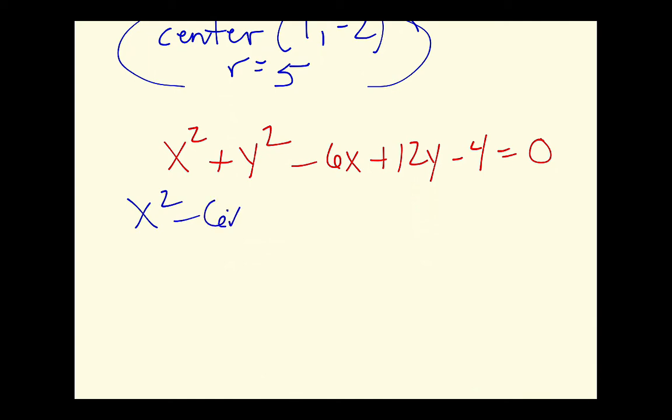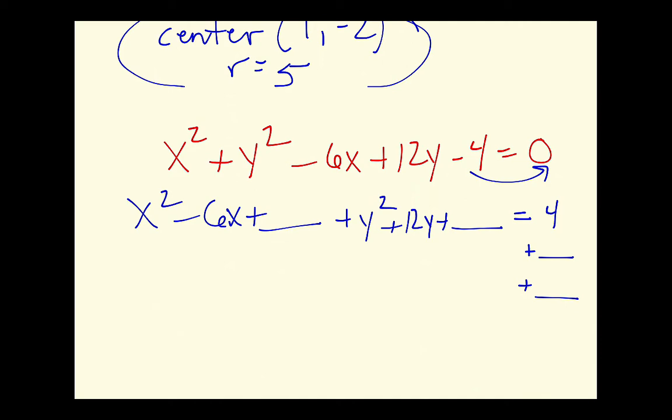X squared minus 6x, and I'm going to fill in the blank so I can factor it, plus y squared plus 12y plus blank, because I'm going to fill that in and factor it. That's going to equal 4 plus blank plus blank. I like to put the blanks in there to remind myself that if I add two things to the left side of the equation, I'm going to have to add two things to the right side of the equation. So now the rest is very simple. I need to say x minus something squared and y minus something squared equals a new number.